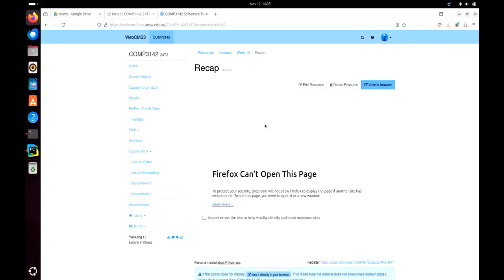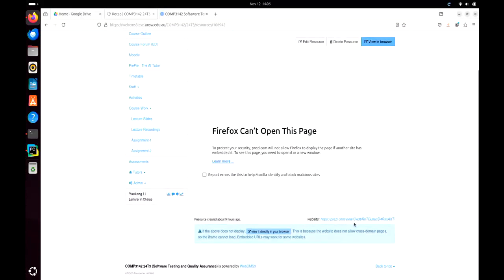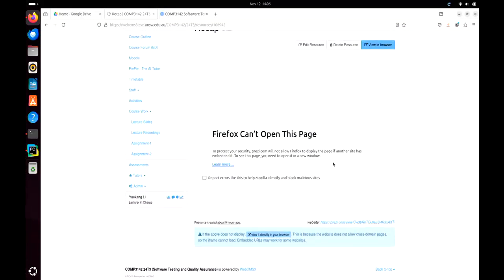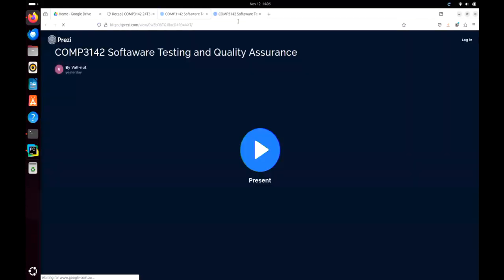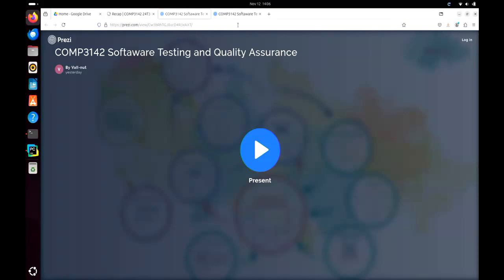Okay, let's start. Anyway, this is our last lecture for this course, this term. And if you open the lecture slides page on WebCMS, you may see this. This is an error, depending on your browser. But it's only because you cannot see the embedded web page from this website. And you should click on View in the browser, this button here, to view the presentation, because I'm using a different website to make this presentation.